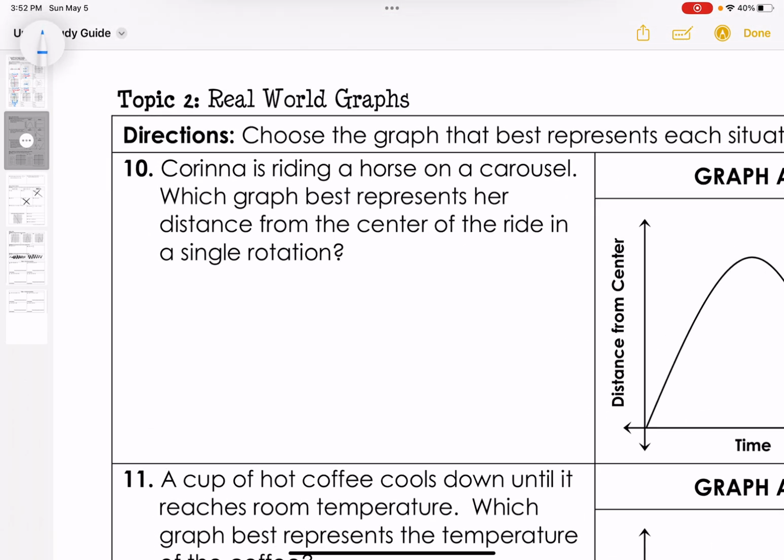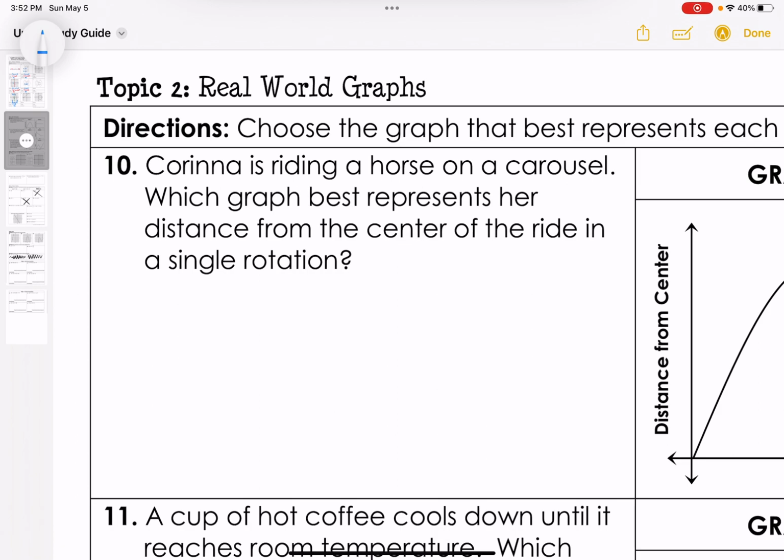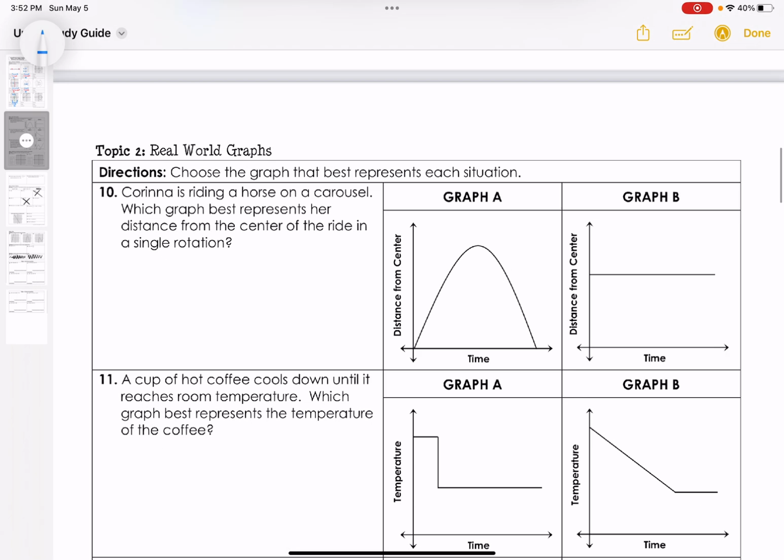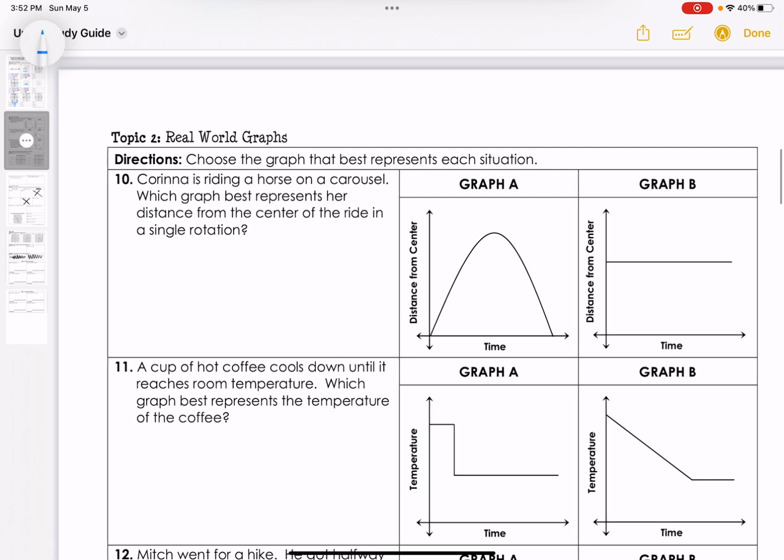All right, looking at topic 2, we're talking about real world graphs. I am giving you a scenario, and I want you to choose between the 2 graph options that they have. So number 10, Karina is riding a horse on a carousel. Which best describes her distance from the center of the ride in a single rotation?